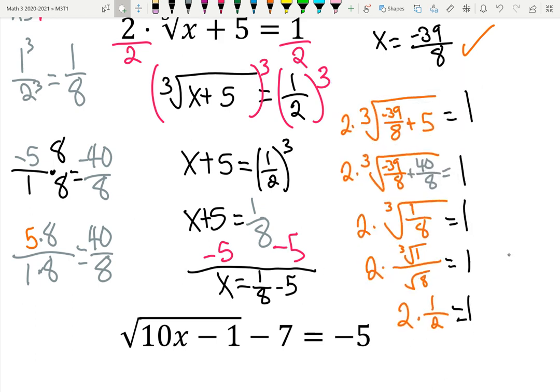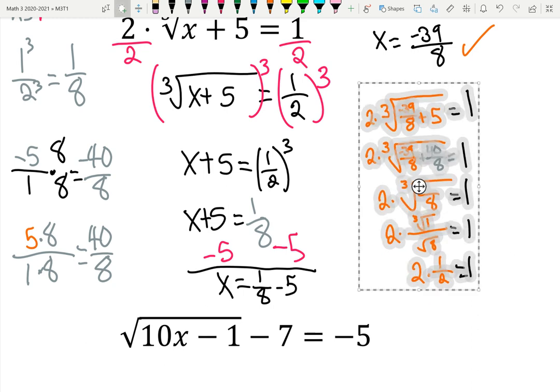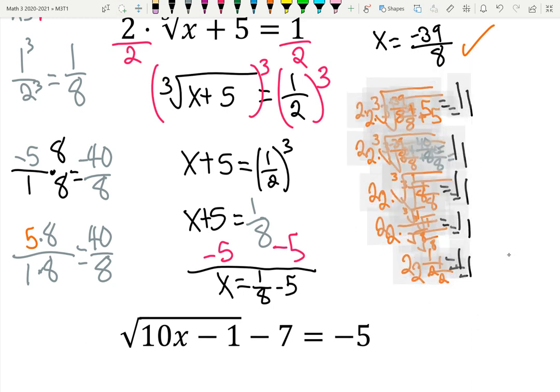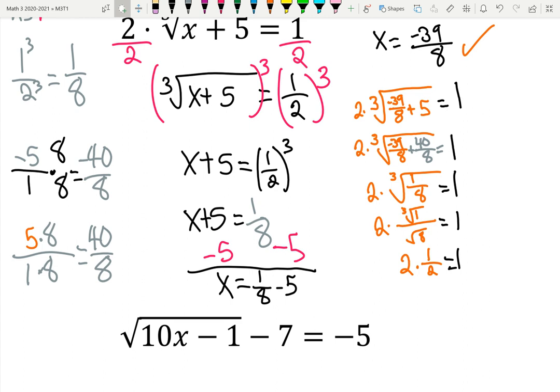Notice when I was working the inside, I basically ignored the outside until I figured out what was going on inside of the radical.